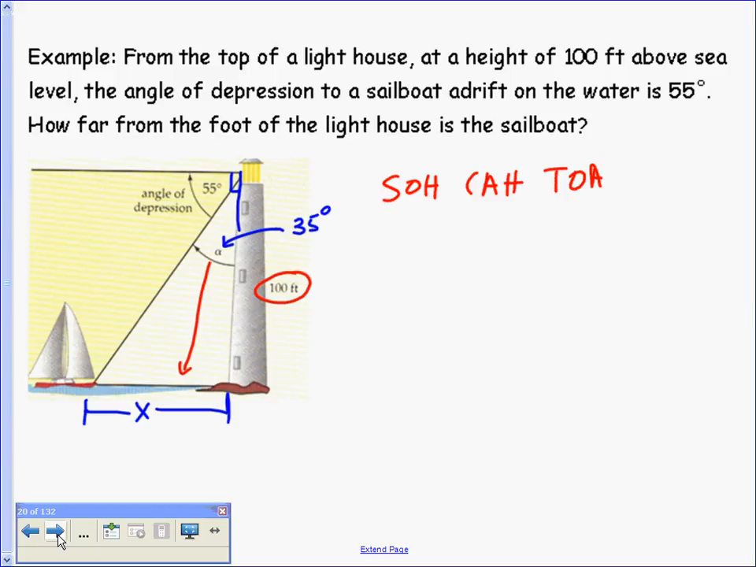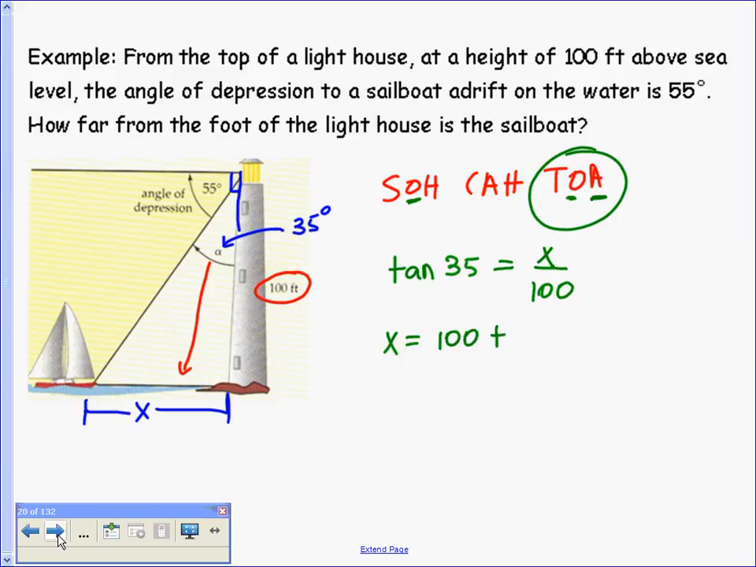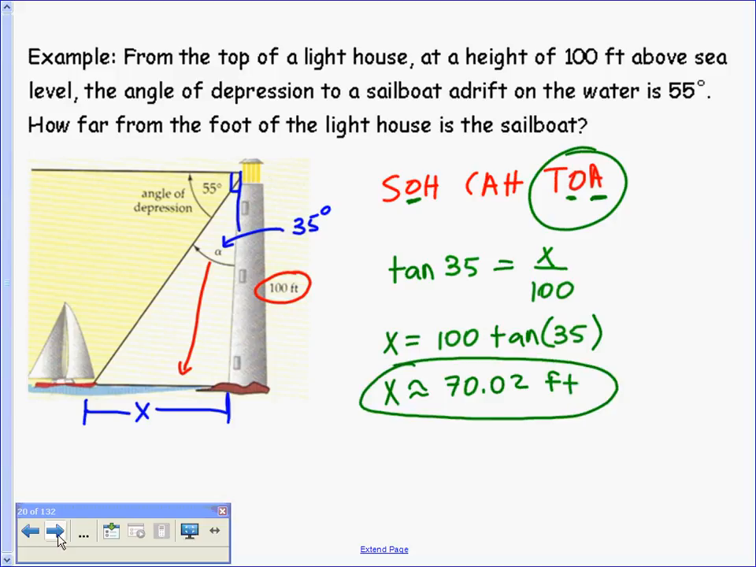Okay, so let's think about what we have in relationship to that 35 degree angle. We're looking for the opposite, and we have the adjacent. That tells us that we're going to use tangent. So I can say that the tangent of my 35 degree angle is going to be my opposite, which is x, over my adjacent, which is 100. And so x is going to be equal to 100 times the tangent of that 35 degree angle. And that means that x is going to be approximately 70.02 feet. And that's what we're looking for.